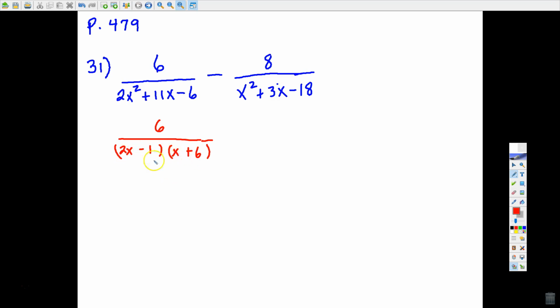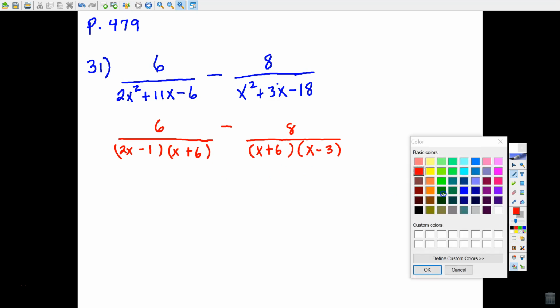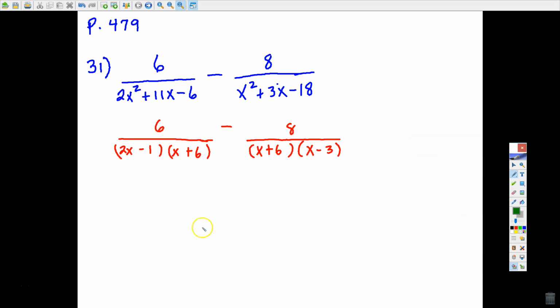Just a quick FOIL check: 2x squared plus 12x minus 1x minus 6. That checks out. All right, and then over here, we'll use the factors of -18 that add up to +3, and that is x plus 6, x minus 3. Now that we've got the factored form of the denominators, we're ready to come up with our least common denominator, and that's really just a combination of these factors, but common factors only need to be written once.